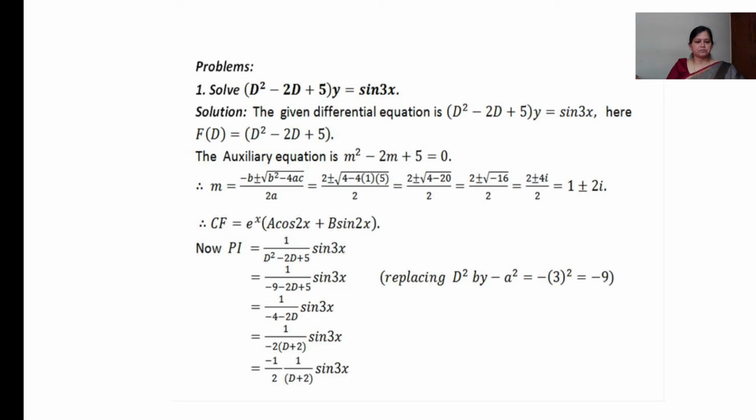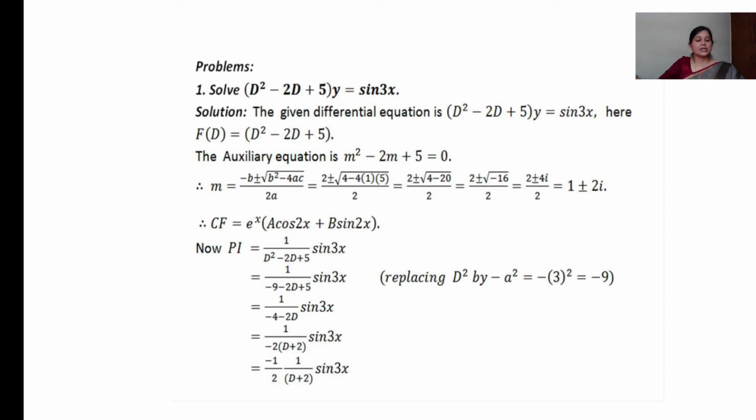Now substituting and simplifying the denominator, we'll get 1 over minus 4 minus 2D into sin 3x. Then we can take 2 common in the denominator. Minus 2 actually we can take as a common value. So we'll get 1 over minus 2 into D plus 2 into sin 3x. Now minus 1 by 2 is a constant term. We can make it separate. And 1 over D plus 2 is the next term, and sin 3x.